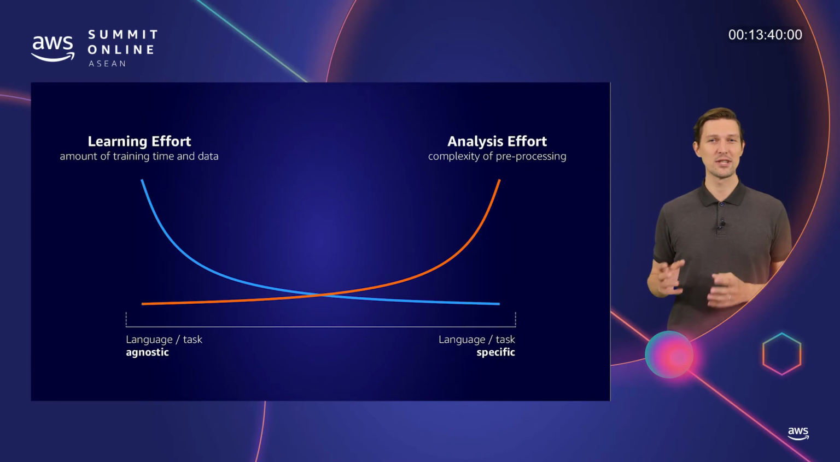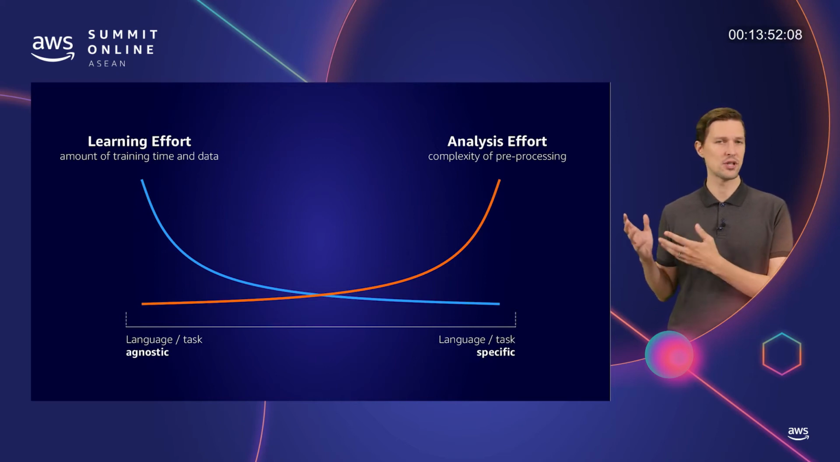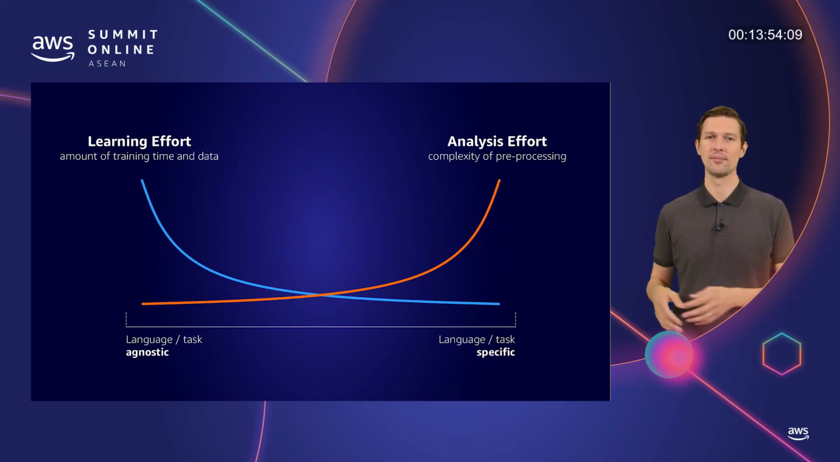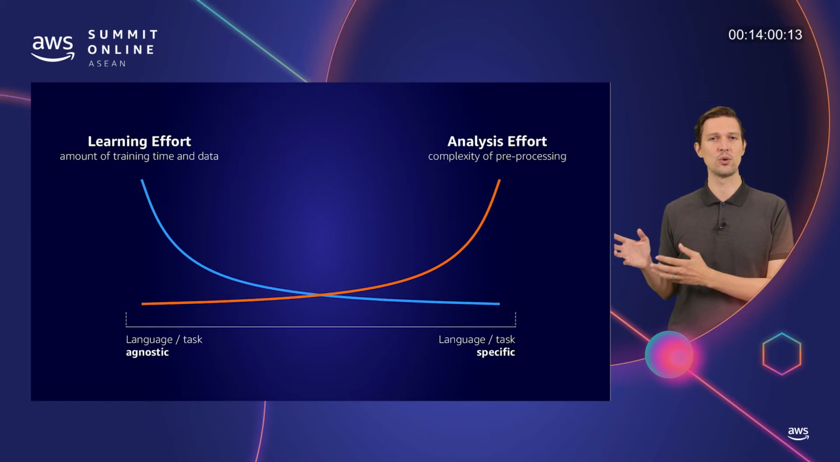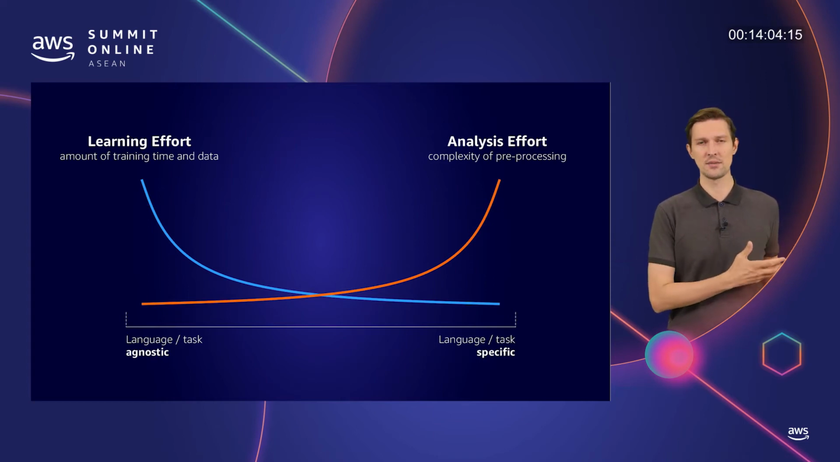However, there is no silver bullet when it comes to semantic representations of code. Every representation of code comes with a trade-off. Whenever we are trying to capture the functionality and the meaning of code, we have to balance learning effort, which is the amount of training time and data, and analysis effort, or semantic depth. In two extreme scenarios, we have code representations which are language agnostic, which require a lot of work, and language or task specific, which require less work.